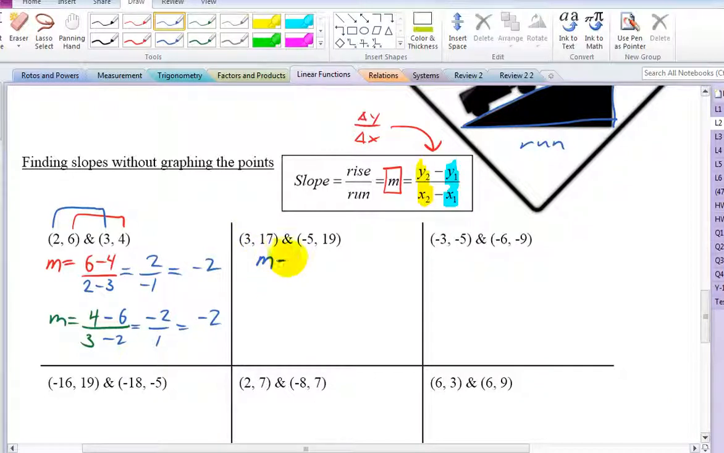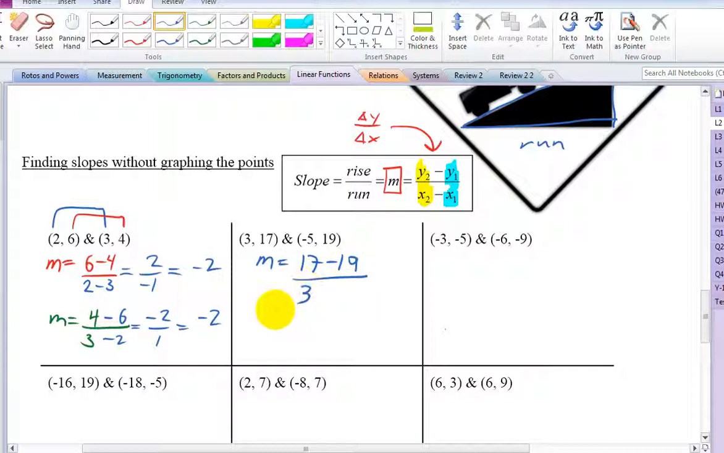Go for it. M equals 19 minus 17. What goes underneath the 19? Oh, sorry, I screwed that up. I don't want it that way. I'll show you why in a second. Okay, go 17 minus 19. It's not wrong, it's just the question wants to show you something, okay? That's why I want 17 first.